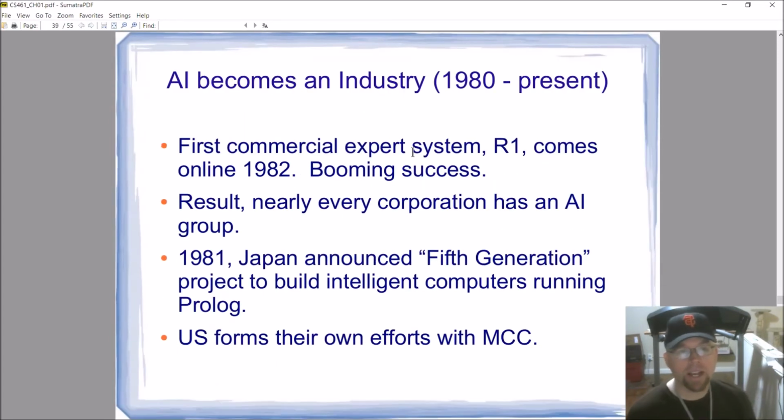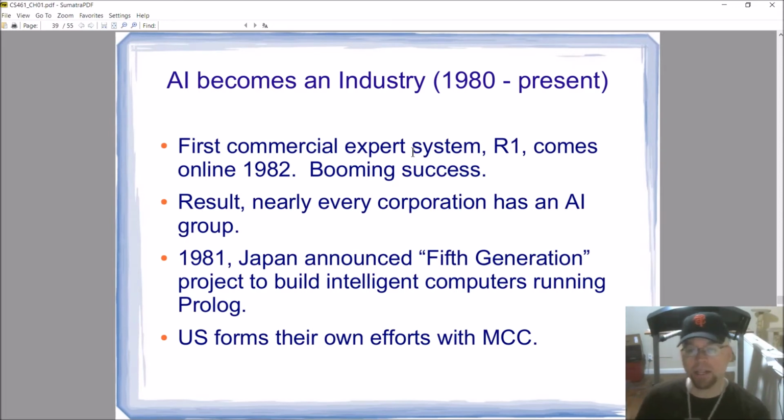All right, so 1980 to the present day, AI becomes an industry. Commercial expert systems are being built. They come online in 1982, hugely successful initially. As a result, all big corporations are like, oh, AI is the next big thing. We're going to have a group dedicated to developing artificial intelligence for supporting whatever work that we're doing.